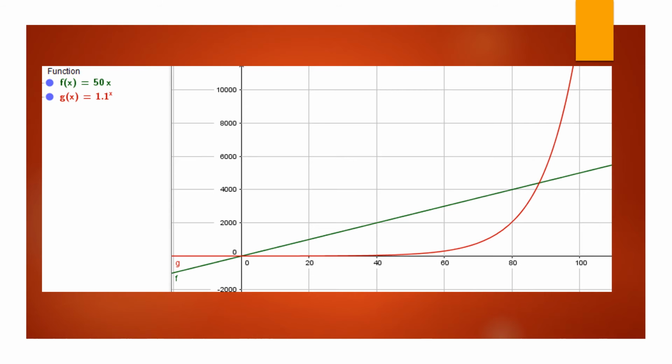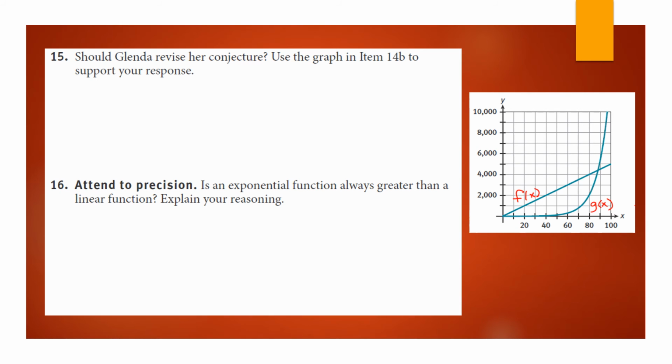So hopefully you were able to successfully change your scale and viewing window to match the one they wanted you to match so that you could sketch it. Here's what mine looked like. So still, it looks like that linear function is higher for a lot longer, but still at some point, maybe around 87 or so, that exponential one actually passes it, somewhere above 4,000. So it's still, the exponential function eventually became higher. So do we think she should revise her conjecture? Yes, she needs to revise it, and we can use our graph to support us.